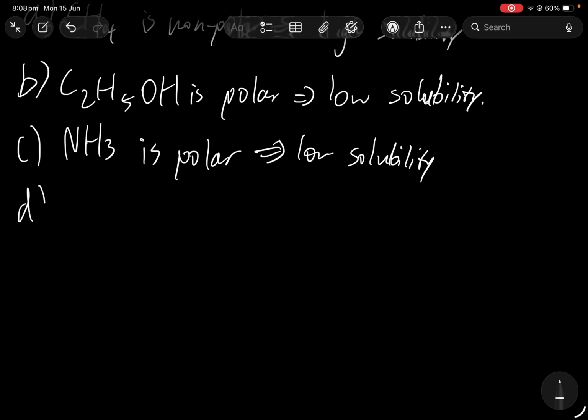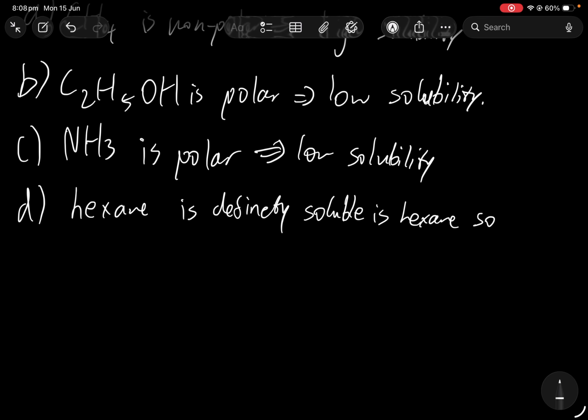For part D, we have hexane. Like, bro, hexane is in the question. So hexane is definitely, we can say it's non-polar. That's why it's soluble. It's definitely soluble in hexane. So very soluble, very high solubility.